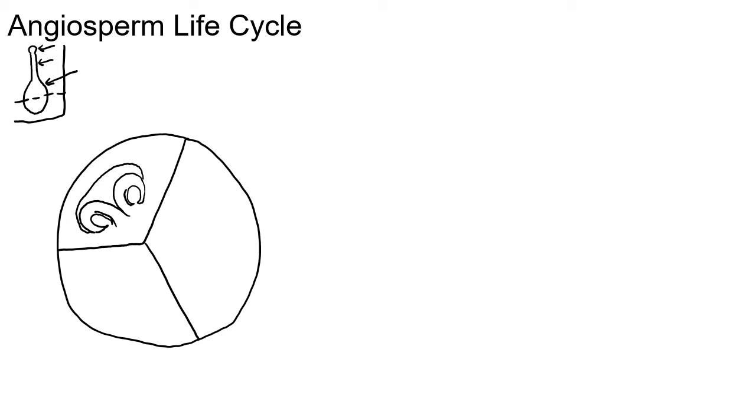Okay, so this is all ovary tissue here. This is our ovary wall. This is a locule, which is just a compartment within a fused ovary. And then within this structure here is our megasporangium. So I'll draw the integument here in red. This is a protective coating.